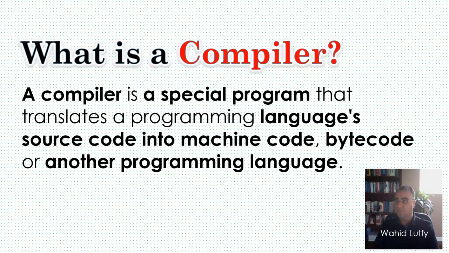A compiler is a special program that translates a programming language, such as C, C++, Java, or Go, into machine language. You provide the source code, you compile it through the compiler of that programming language, and then you generate machine code, or in the case of Java, bytecode, or sometimes another programming language. So that is what a compiler is.